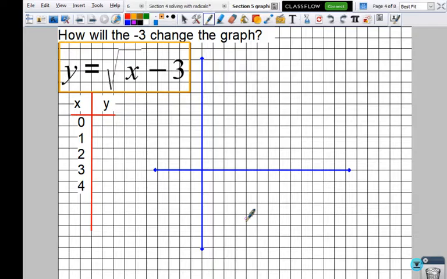Same thing I did. Alright, so I'll give you another minute and a half. So on your own, you're going to make the table and then graph it. And we're going to see if we were right. We're going to see if this goes down 3 like we thought.